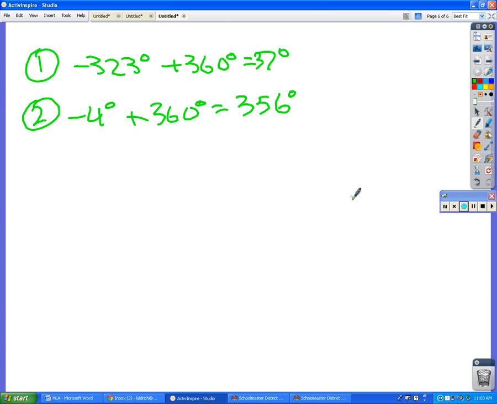Okay? And then for number 3, would you subtract? Yep, I'm already bigger than 360 degrees, so instead of adding 360 onto that, I'm going to subtract 360 from it, and that gives me 10. Okay? So you're just adding or subtracting 360.